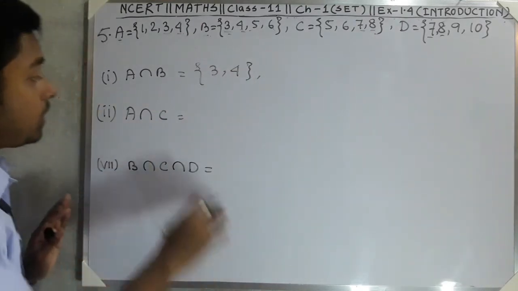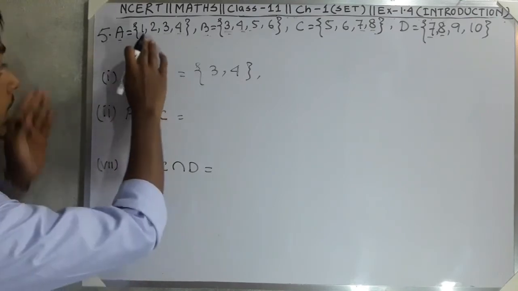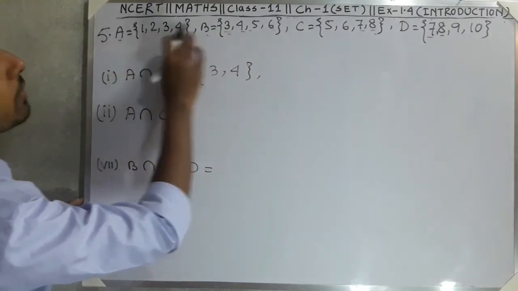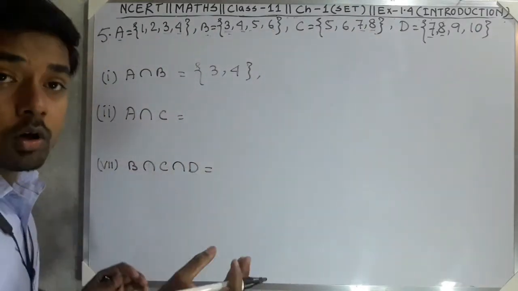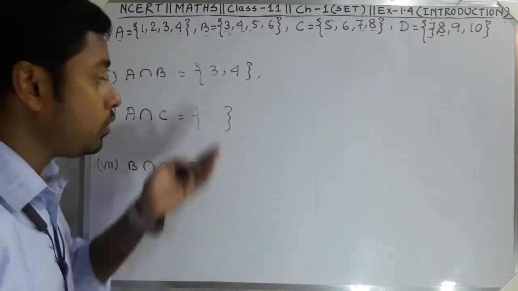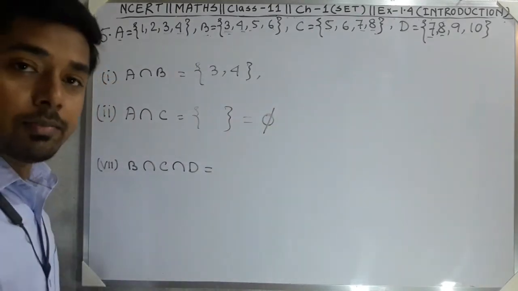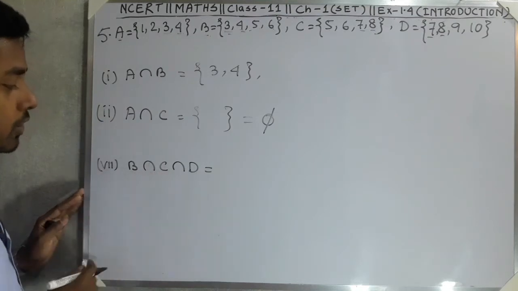Correct? Now question number 2. A intersection C. So what are the common elements? 1, 2, 3, 4, 5, 6, 7, 8. No common element. So what do I have to do? No common element means no elements. And no elements means what? It is empty set. Clear?